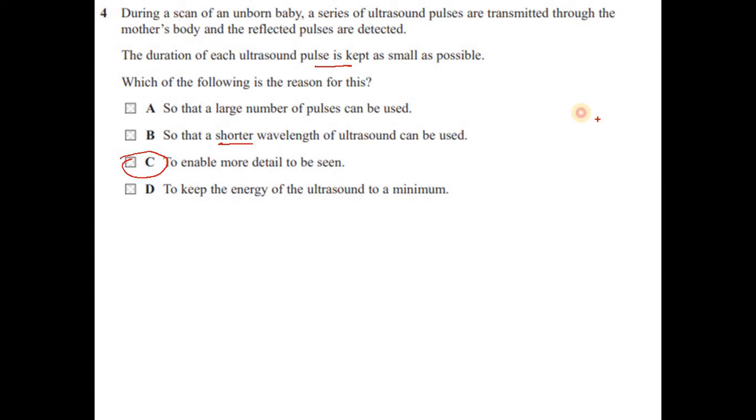Suppose we have some structure and you are sending pulses, so if you need to see the detailed structure, you need to send pulses at very small intervals of time, so you can analyze minor details or a more detailed shape of the object, whatever it is. So option is C.